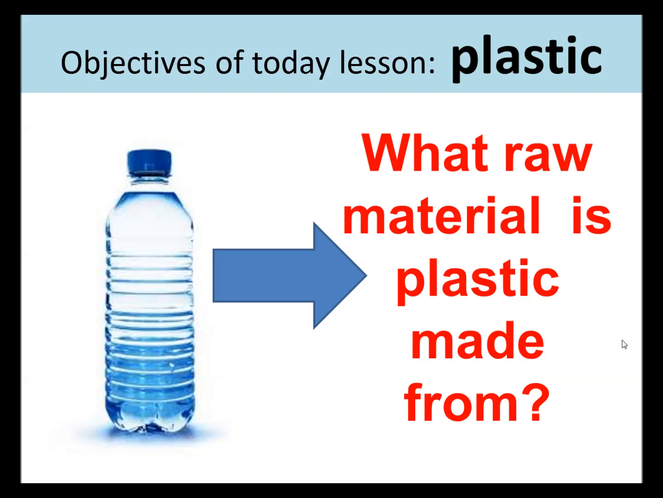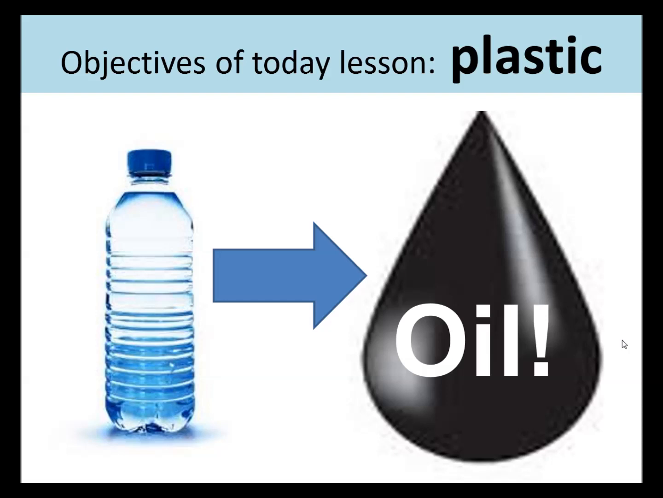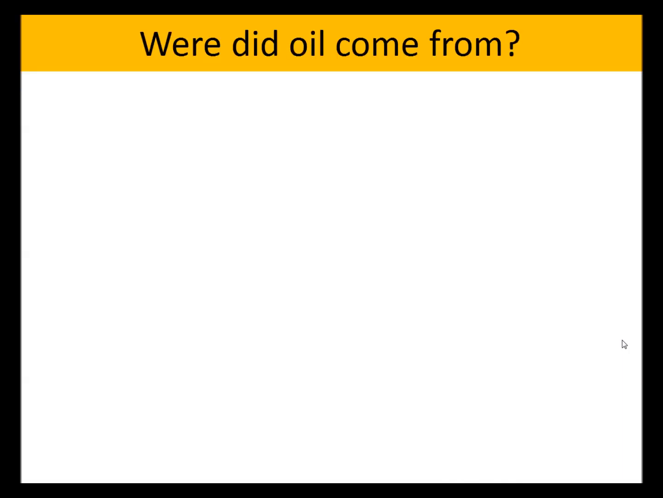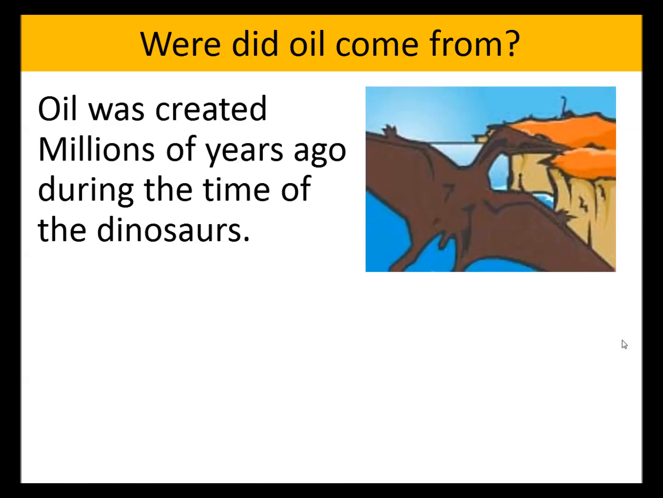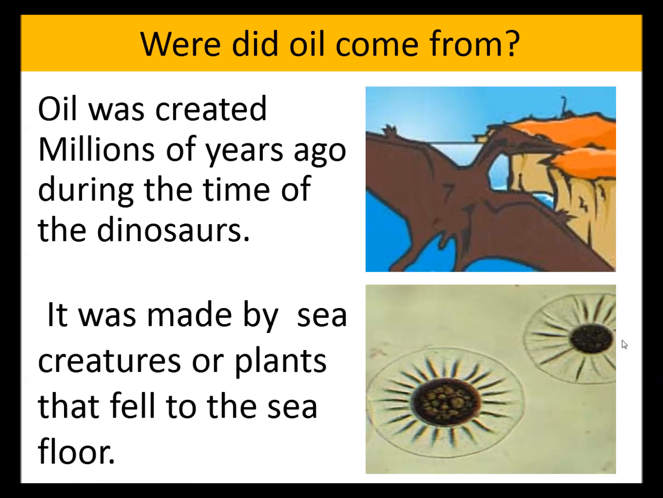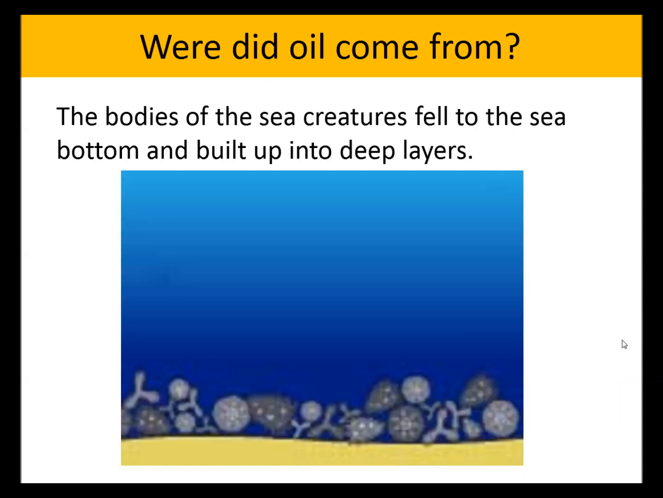What raw material is plastic made from? All plastics, or the majority of plastics, are made from oil. Now this is important. Why is this important? Because when we think where oil came from, where did oil come from? Oil was created millions of years ago during the time of the dinosaurs. It was made by sea creatures or plants that fell to the sea floor or built up on land.